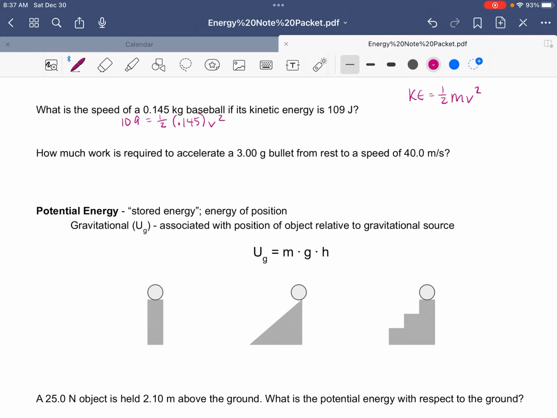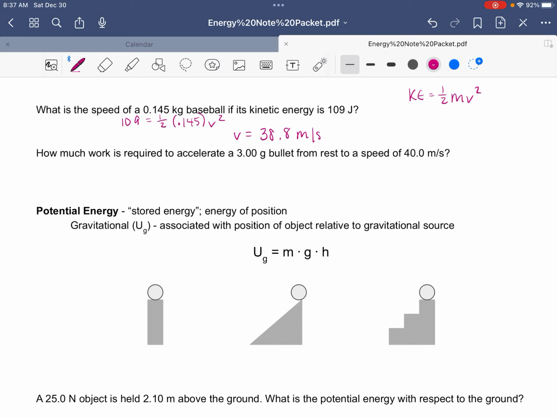I'm going to take 109 divided by 0.5 times 0.145. Then I'm going to take the square root of my answer. And I'm going to report 3 sig figs, so my velocity is 38.8 meters per second.